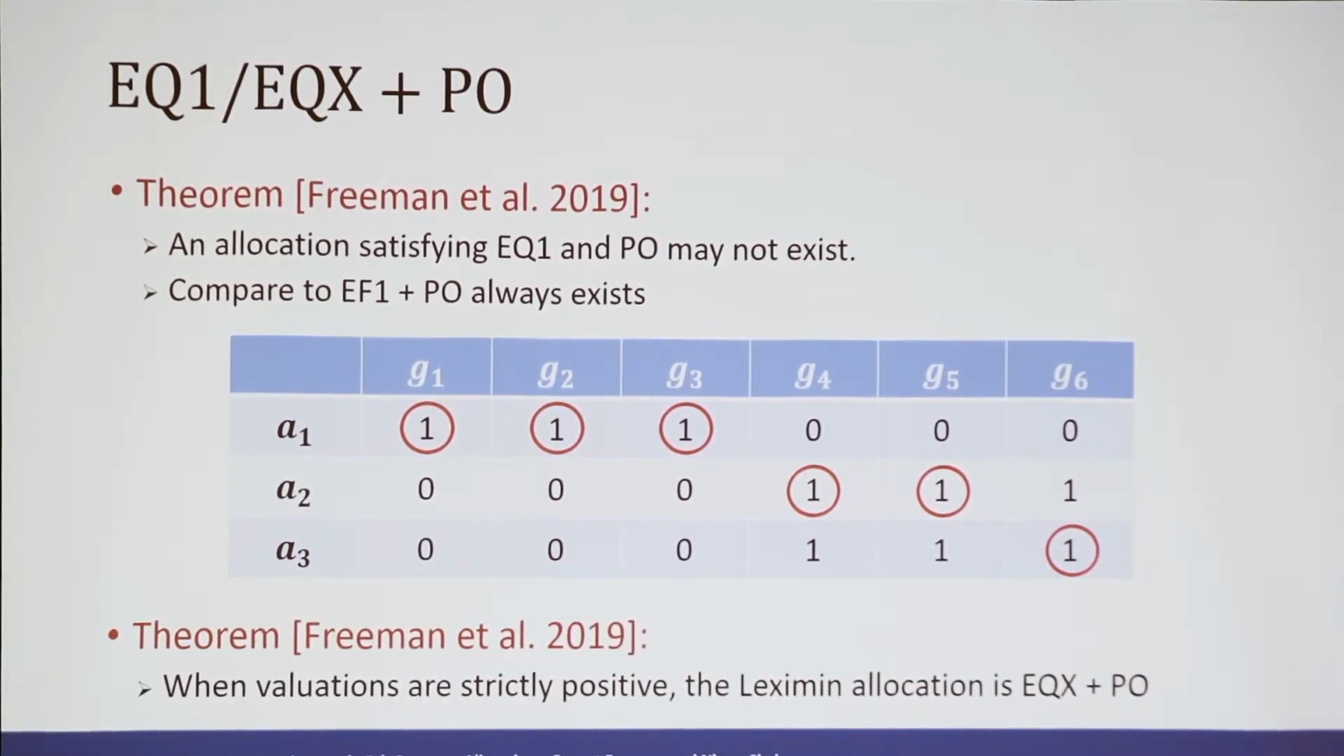Right? What we can show is that when valuations are strictly positive, so when you don't have these zeros, you can actually get EQX plus PO with the LexiMin allocation.